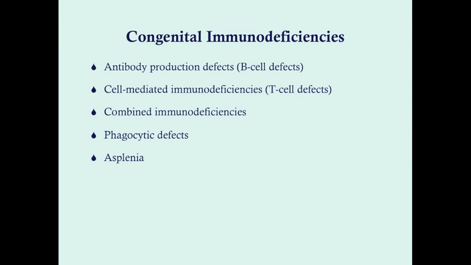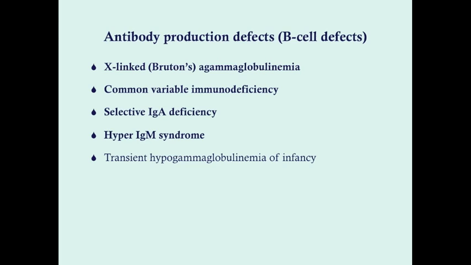The congenital immunodeficiencies include the B cell defects, which are primarily disorders in producing antibodies, the cell-mediated immunodeficiencies, which are T cell defects, the combined immunodeficiencies, which include both B cell and T cell issues, phagocytic defects, and then asplenia, which is itself its own monster. All right, so we'll talk about B cell defects here.